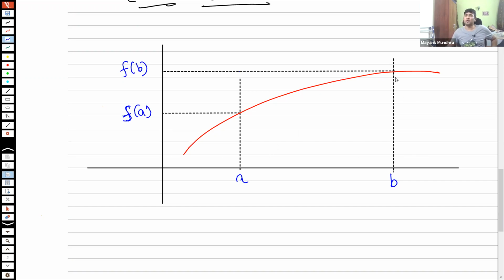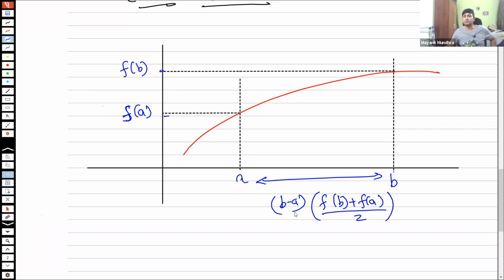okay, this looks approximately like a rectangle with width of b minus a and height between f of a and f of b. So I would say f of b plus f of a divided by 2. So I'd say take the medium height and integrate it. Okay. So this would be if I did not know any algebra.